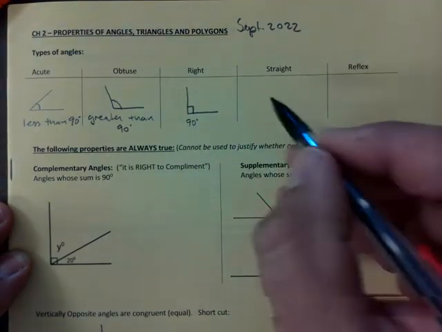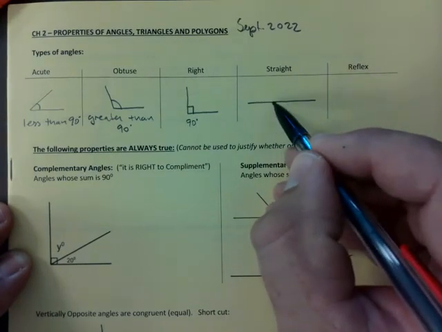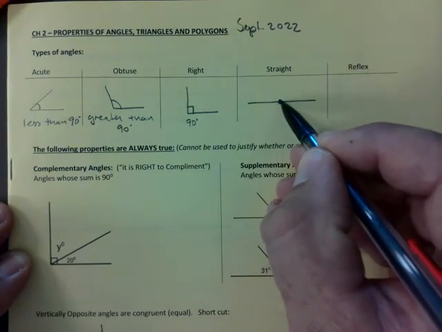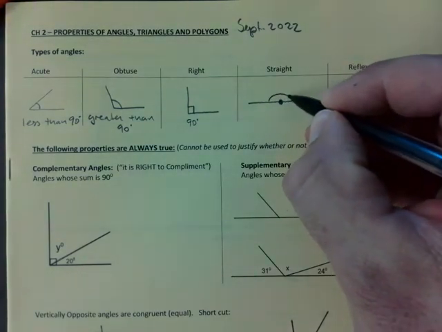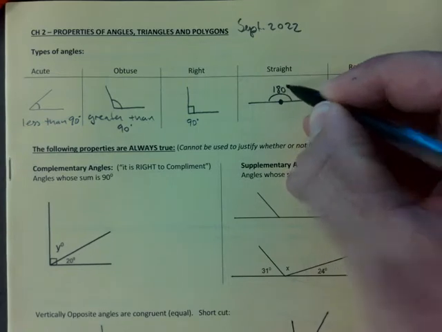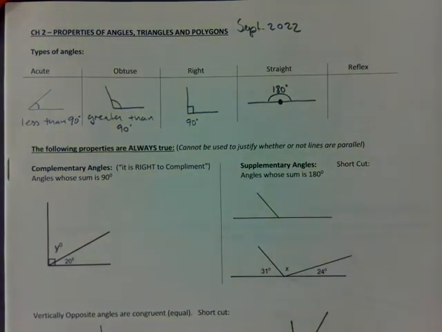Exactly 90. Straight angle is when, let's pretend like this point right here is where those two lines started, right? So you have one going straight left, one going straight right. The angle formed between those two is 180 degrees. So we call it a straight angle.